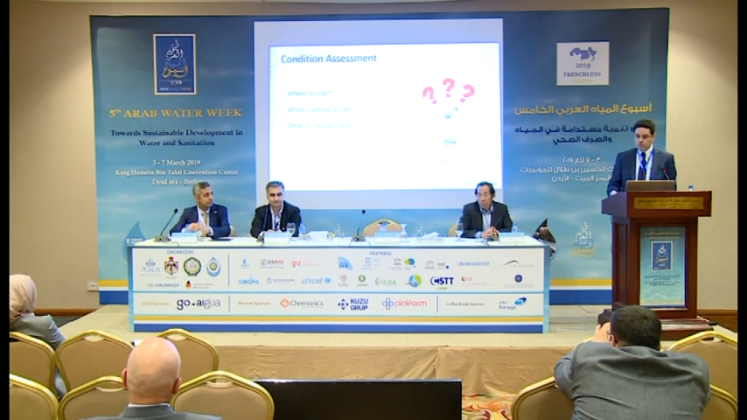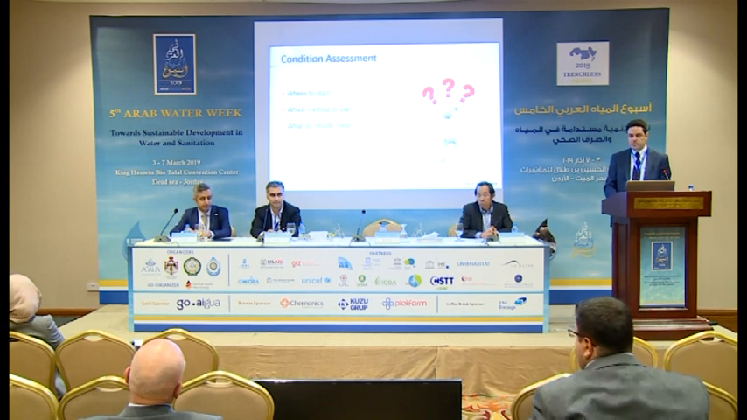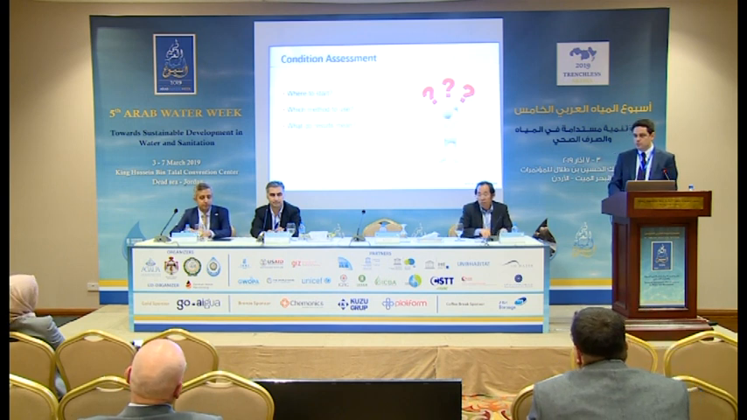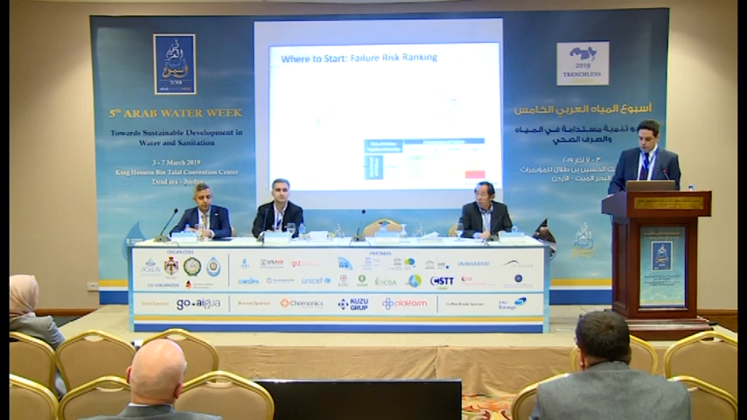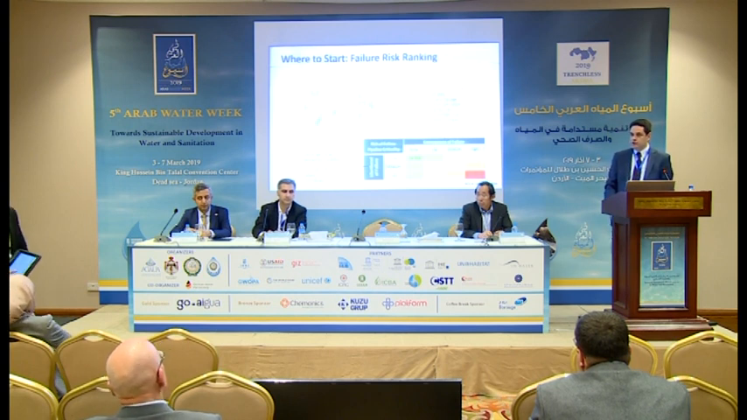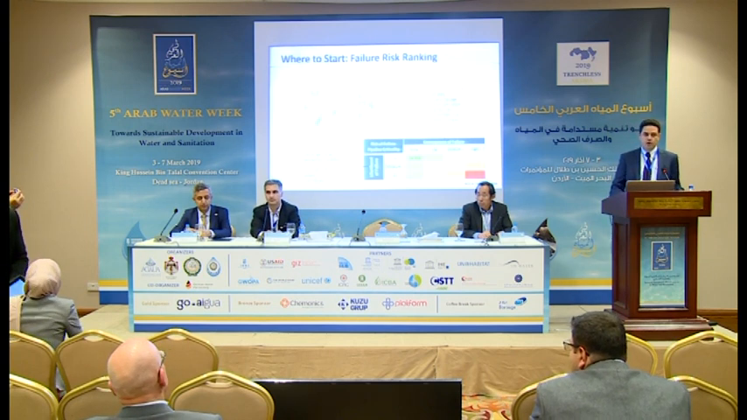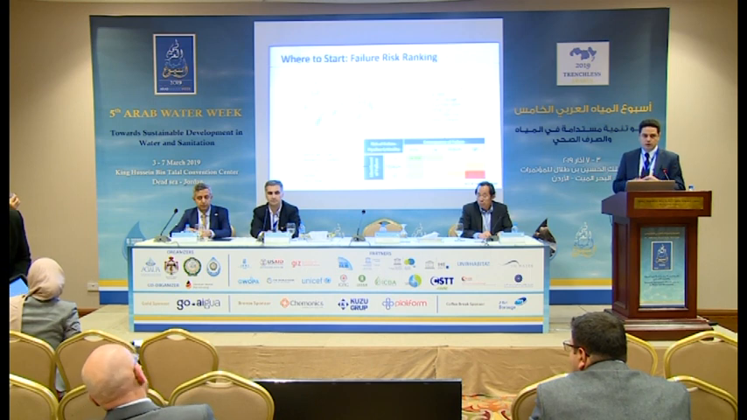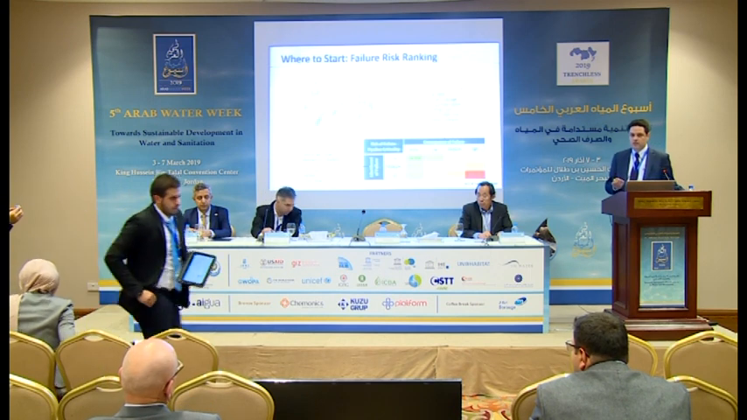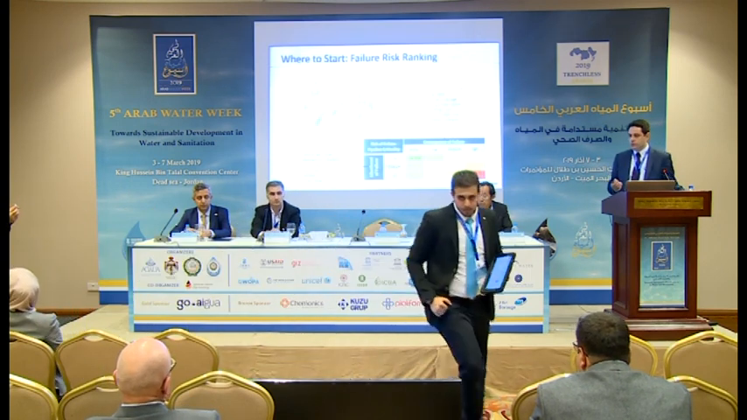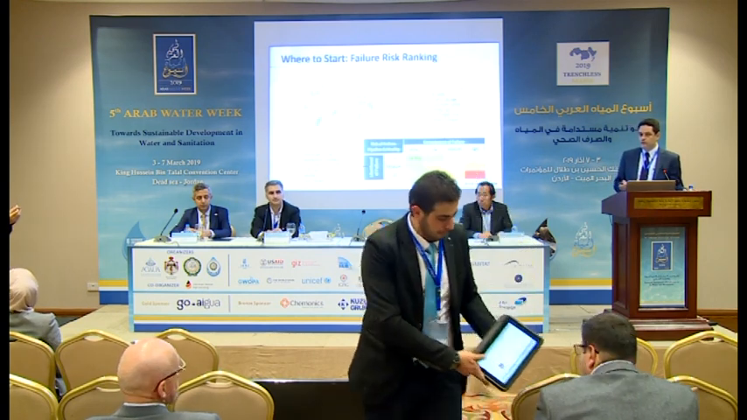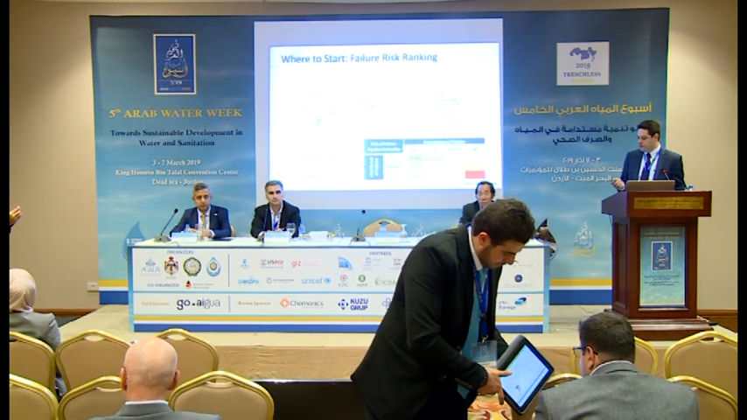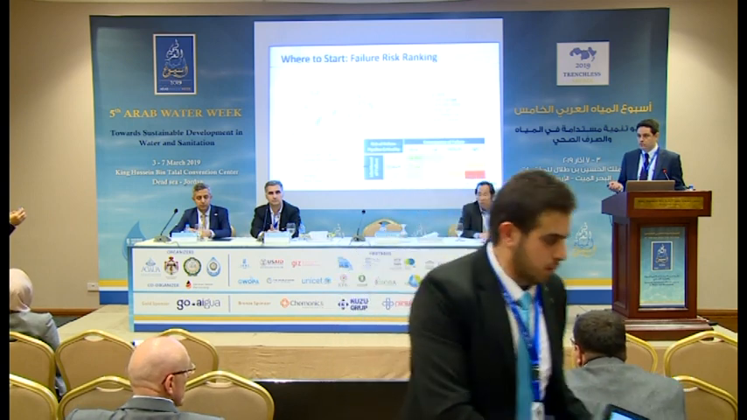The second one is which method to use. And the third one is, once we do the condition assessment inspections, what do the results mean? The question of where to start is the main question that challenges major utilities that have large systems of pipeline networks and are at the beginning of their condition assessment program. So they are willing to invest some money into condition assessment. However, which pipeline should they inspect first?